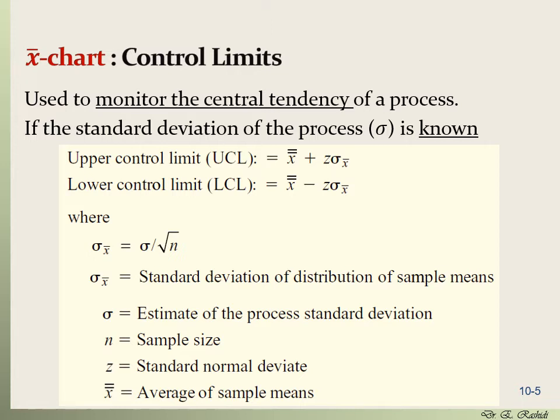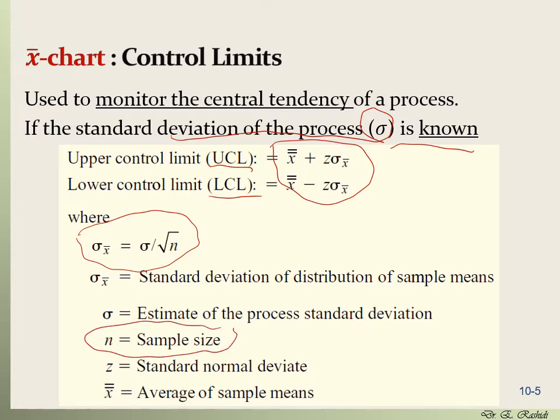To compute the lower limit and upper limit lines, that depends on whether we know the standard deviation of the process or not. Suppose that we know the standard deviation of the process, that's sigma. If that is known, the upper and lower control limits can be computed using this formula. So the upper control limit is the grand average that we computed in the previous formula, plus z multiplied by sigma of X bar. Sigma of X bar is the standard deviation of the sample mean, which is equal to sigma, the standard deviation of the process from the population, divided by the square root of n. And n is the sample size.